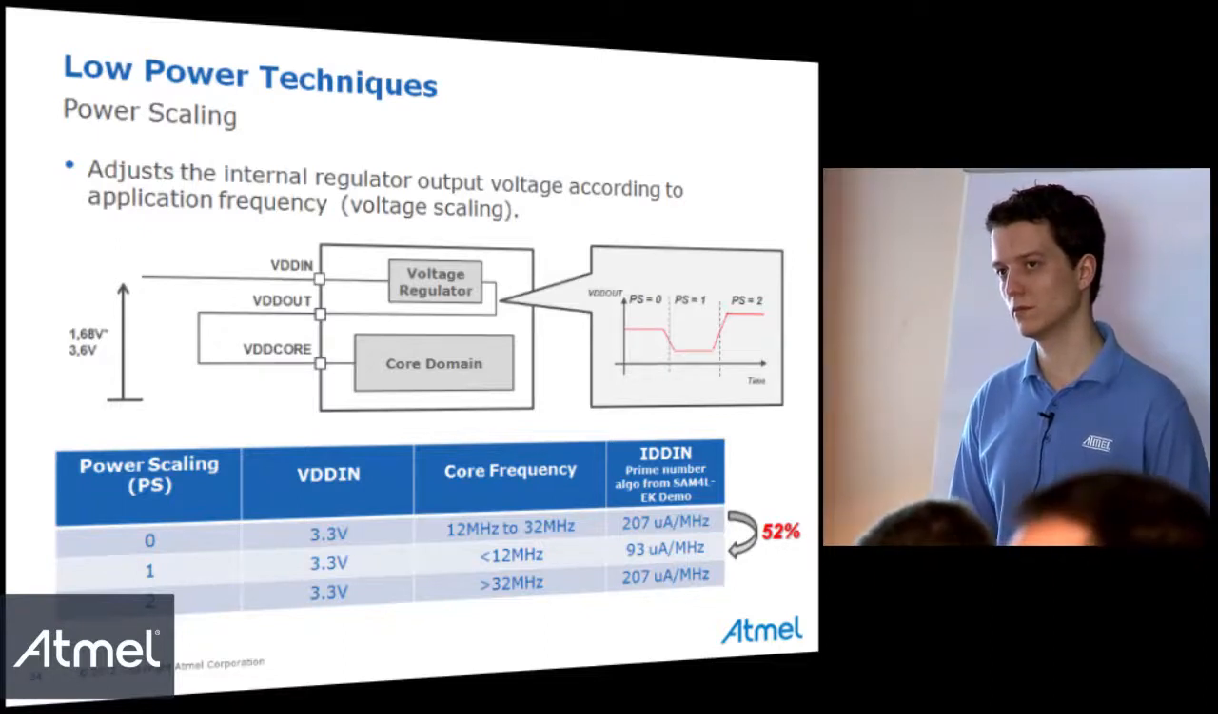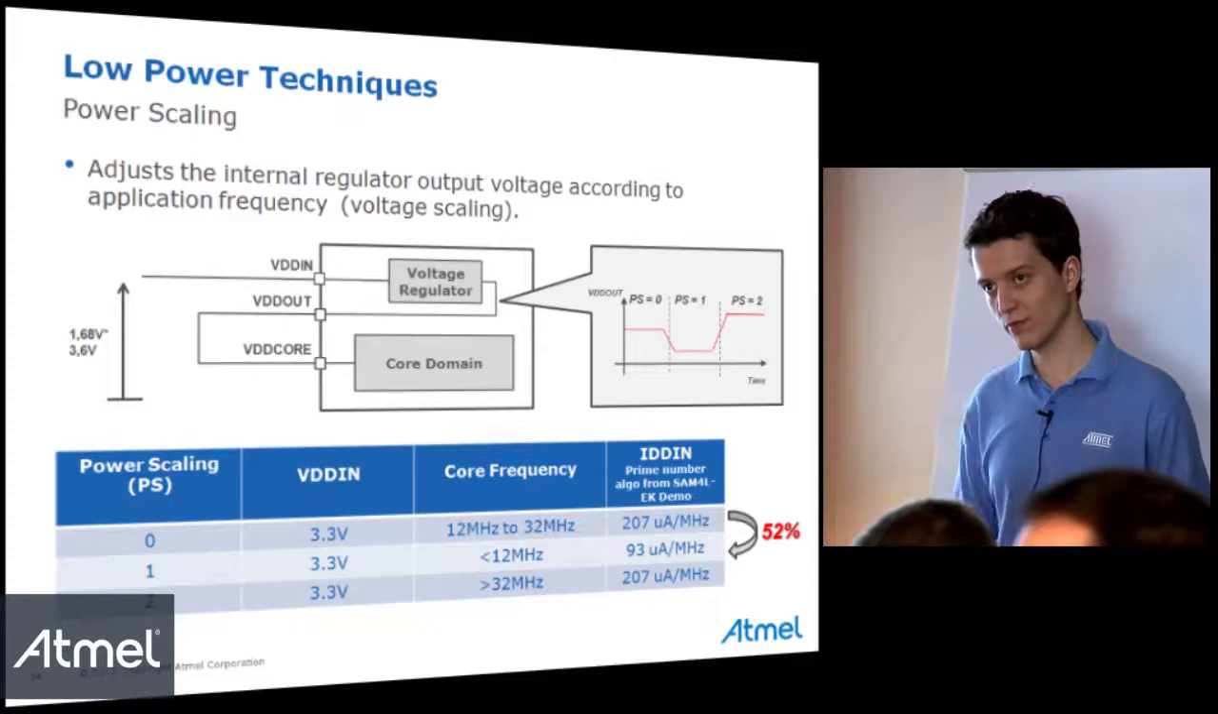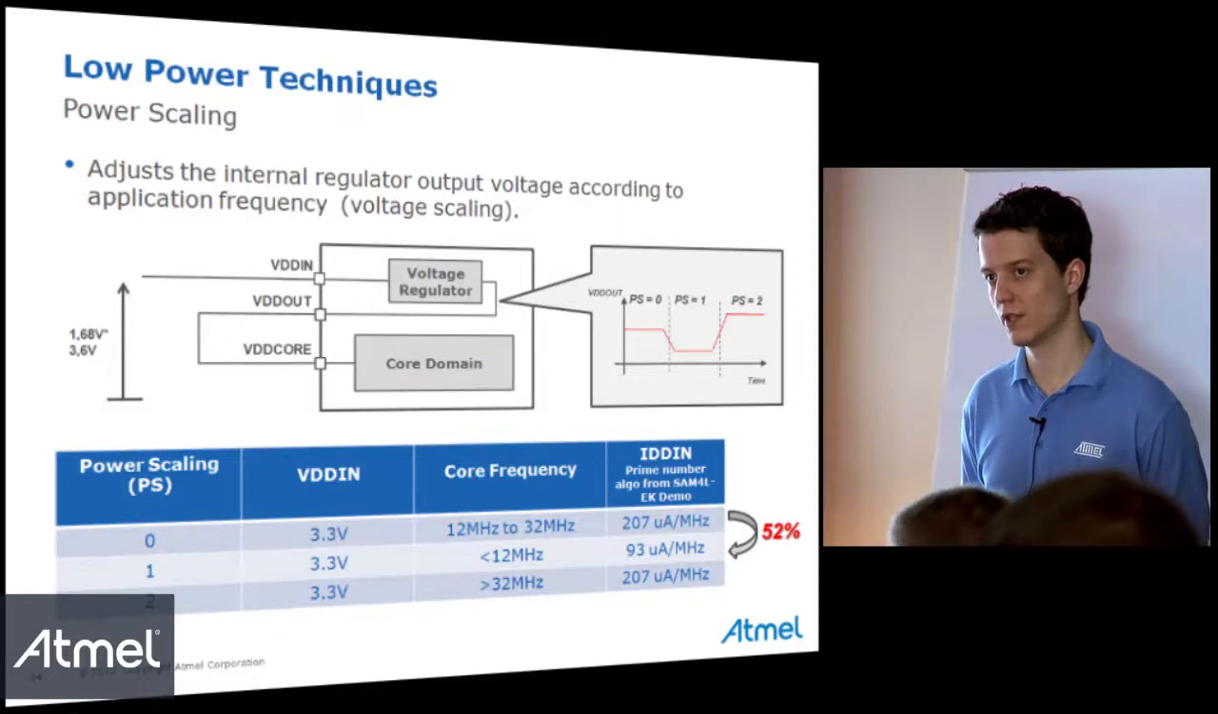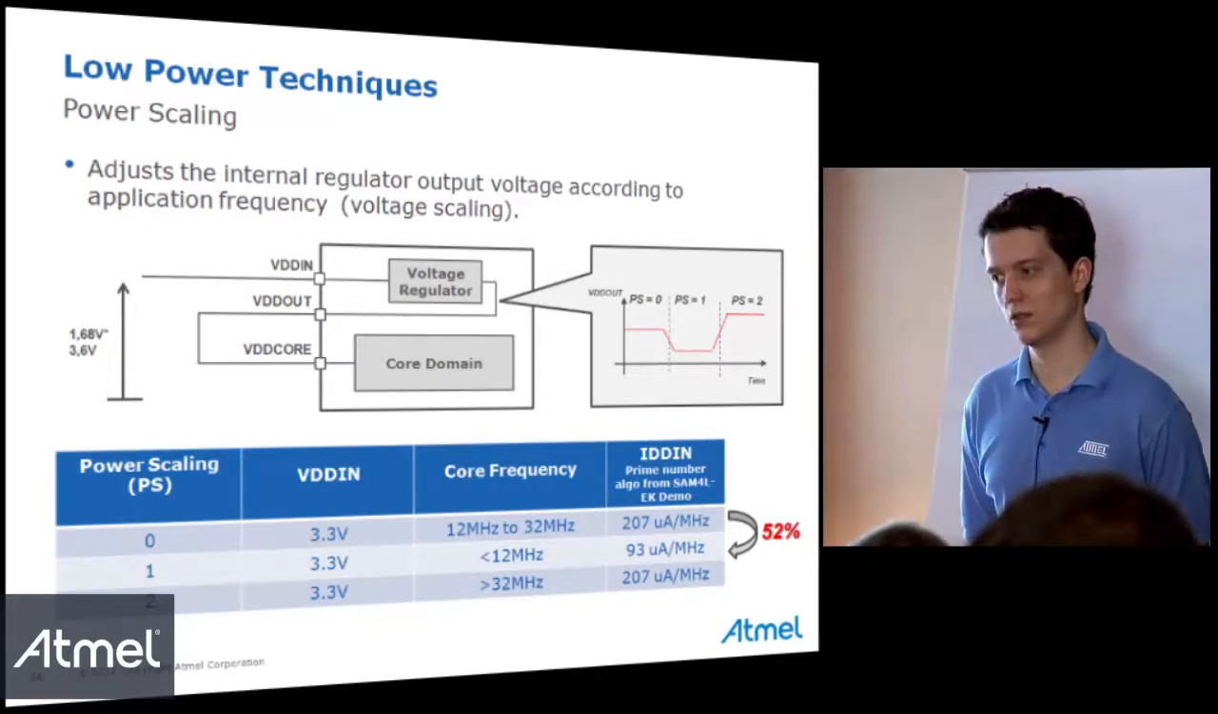If we are below 12 megahertz and running at a particularly low voltage, with PS1 selected, are there restrictions in terms of temperature, or will it run across the whole temperature range? It should run across the whole temperature range.